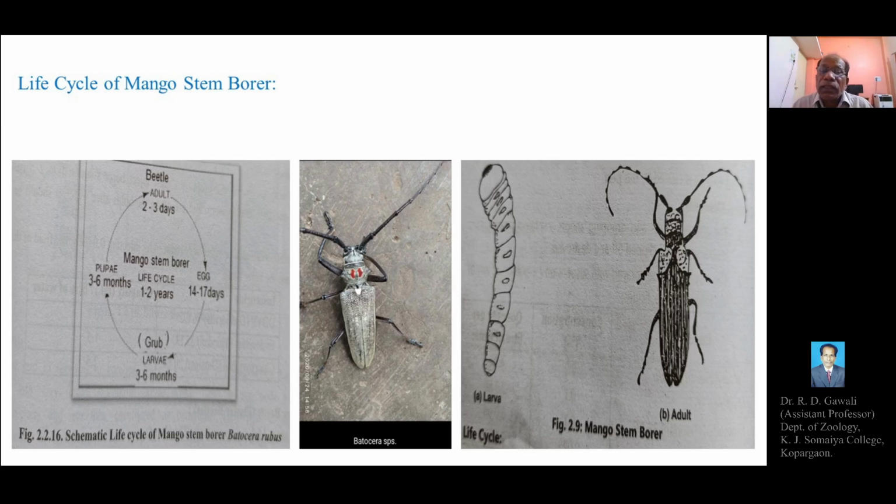And on the other side, there is an adult beetle of the mango stem borer with a head, thorax, abdomen, and an elongated body, showing longitudinal lines on the elytra with a gray color, and also a pair of antennae which are much longer in length, with three pairs of legs of the adult beetle. So these are the figures showing the mango stem borer and the diagrammatic representation of the life cycle of the mango stem borer.